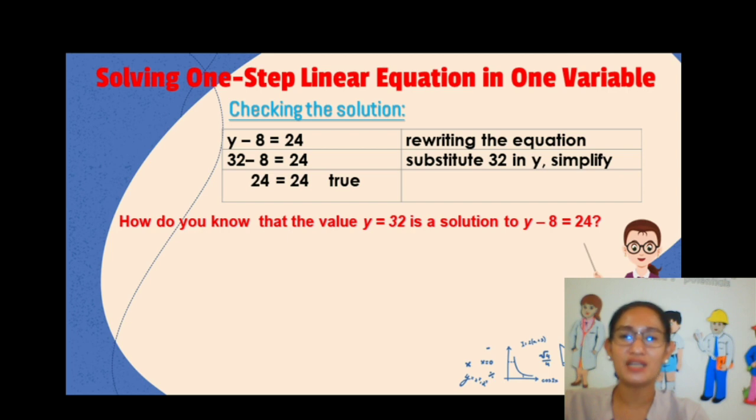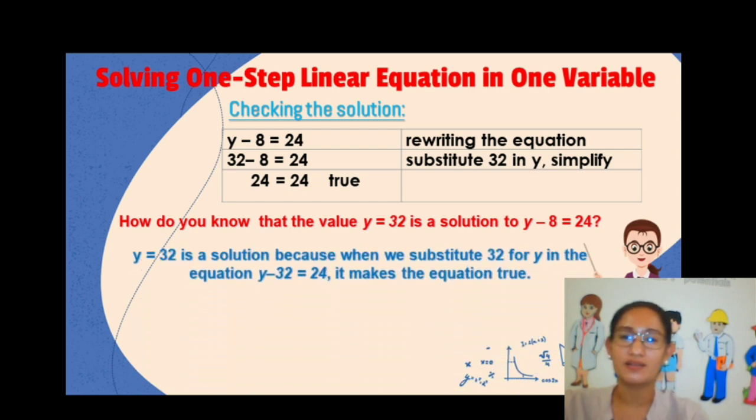How do you know that the value y equals 32 is a solution to y minus 8 equals 24? y equals 32 is a solution because when we substitute 32 for y, it makes the equation true.